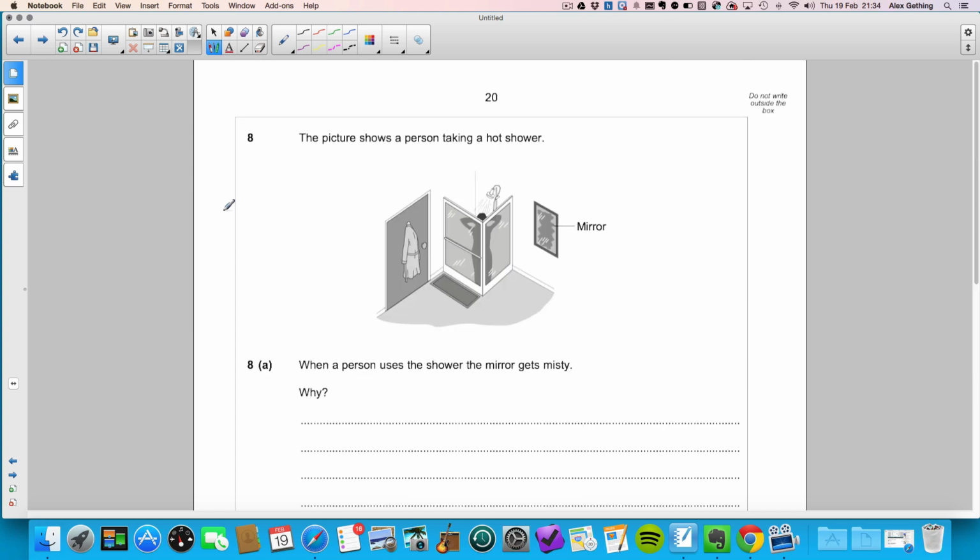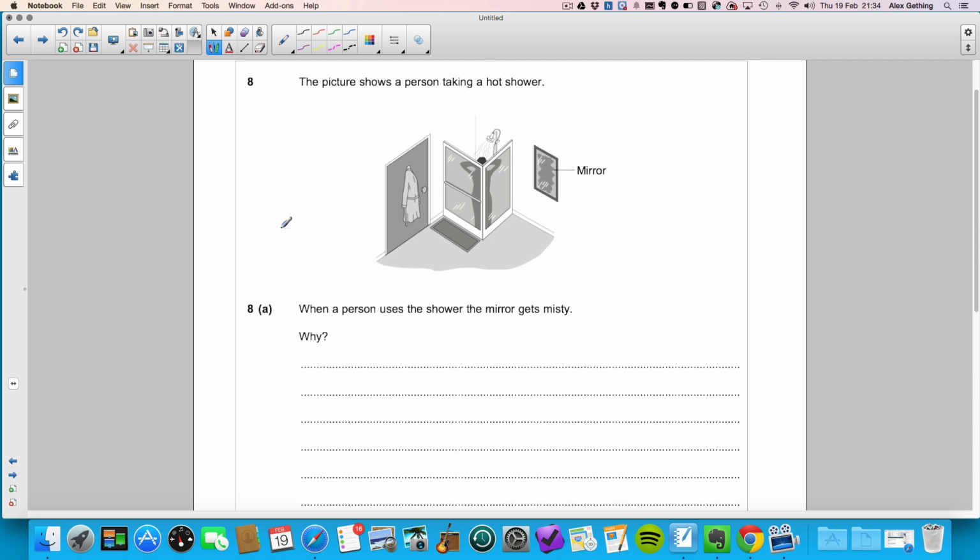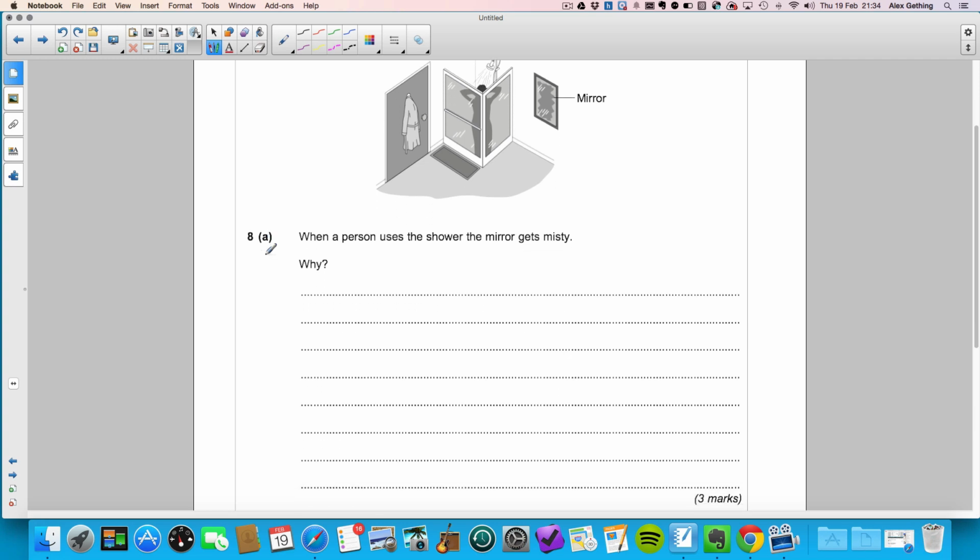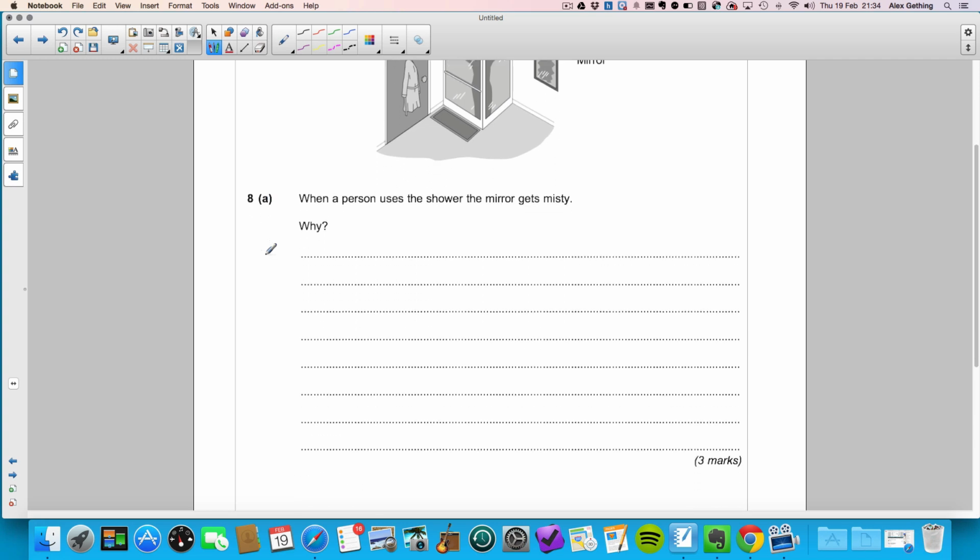8. The picture shows a person taking a hot shower. So there's a mirror labelled there. So I guess that's going to be in the question. When a person uses the shower, the mirror gets misty. Why is this? This is a 3-mark question. Okay, so need to make sure we're hitting the points there. So I would start by saying that the water evaporates in the shower. Water evaporates. The water particles go into the air.